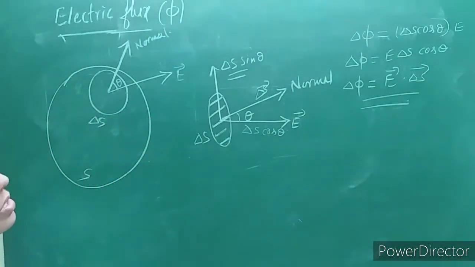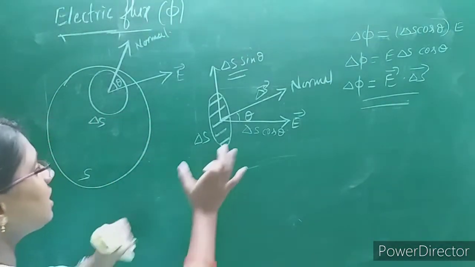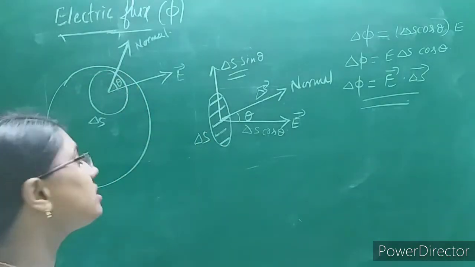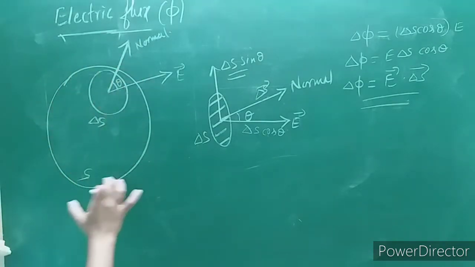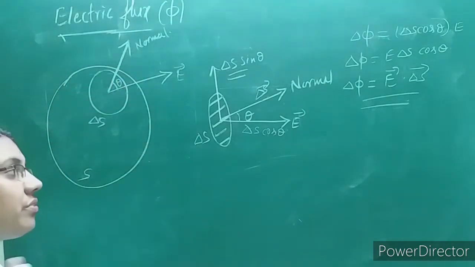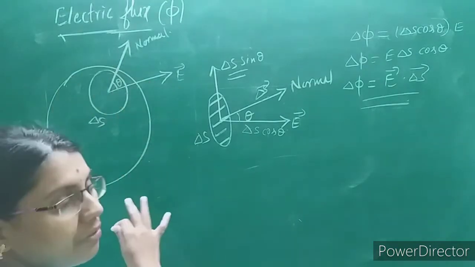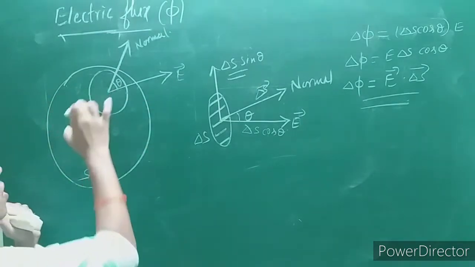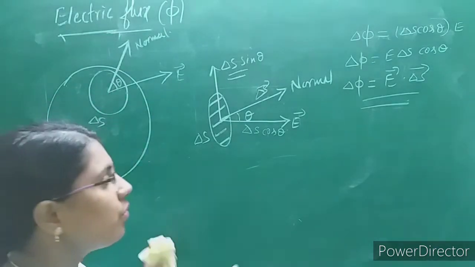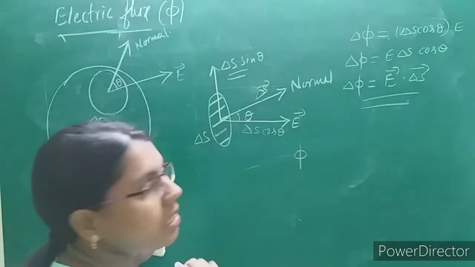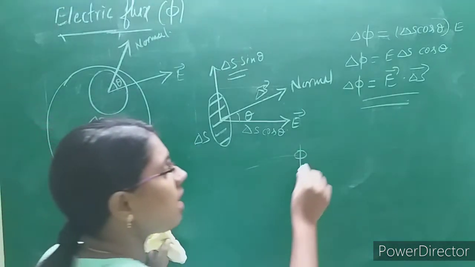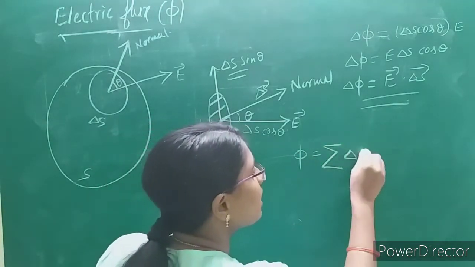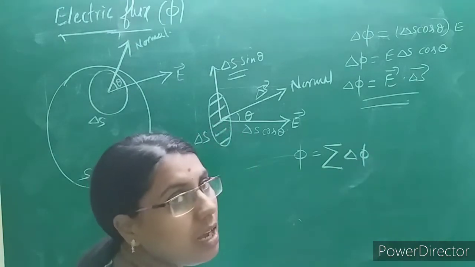Okay, so how do we find out? Suppose here we are finding out the flux due to the small area element. If we consider the entire area of the surface, then we have to sum up the flux due to all those small area elements. Therefore, the total flux due to the whole area is given by phi is equal to summation of delta phi for all area elements.